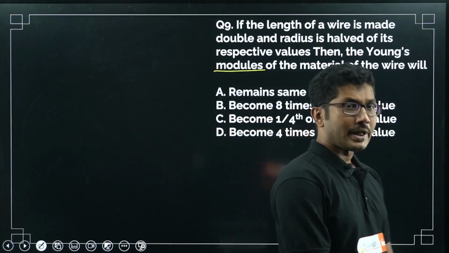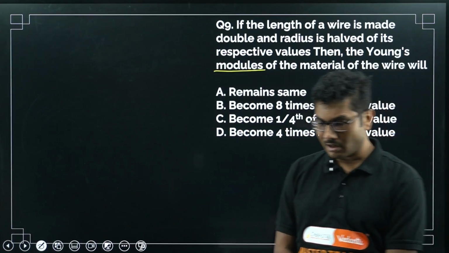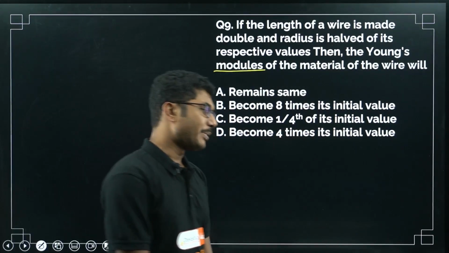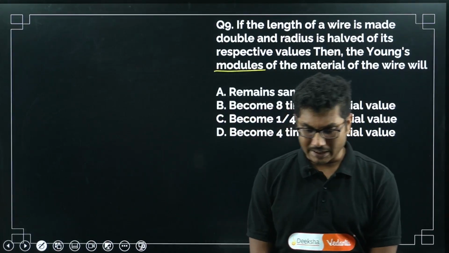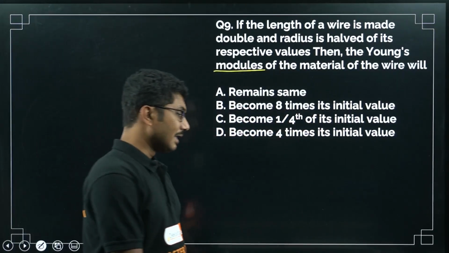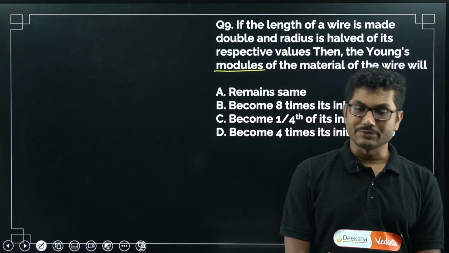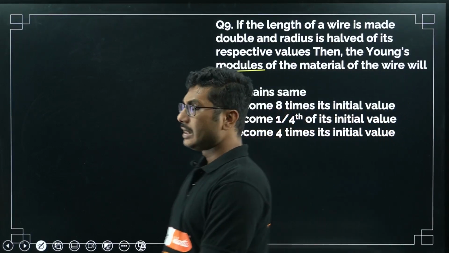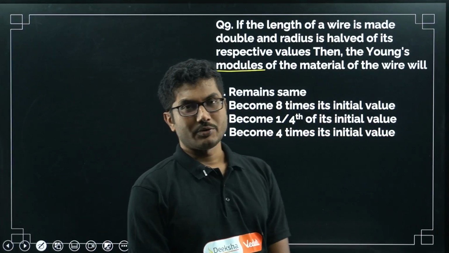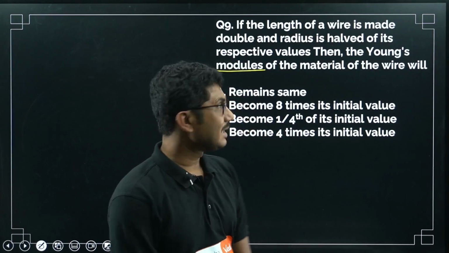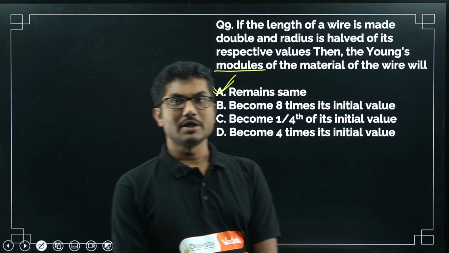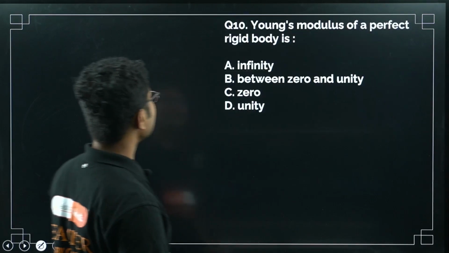Now we know that Young's modulus does not depend on the length or radius of the wire. It depends on the material itself. It's a constant. If you apply force, obviously its length will change, and based on that change you can calculate Young's modulus, but it is independent of the shape and size of the object. It is only dependent on the material, so it will remain the same. As long as the material is the same, the Young's modulus will remain the same. Let's move on to the next question.